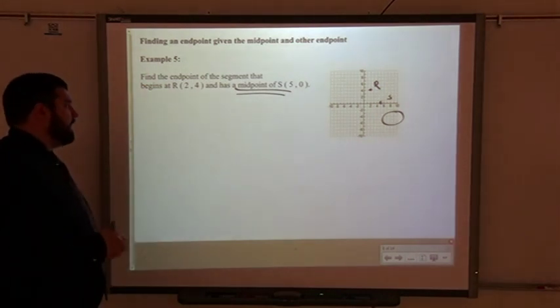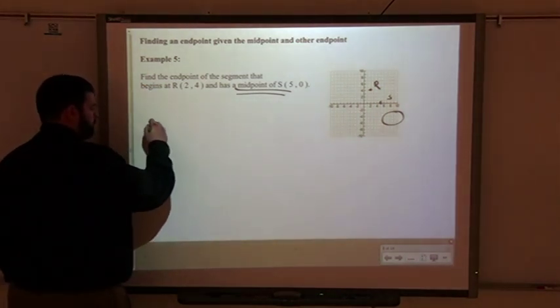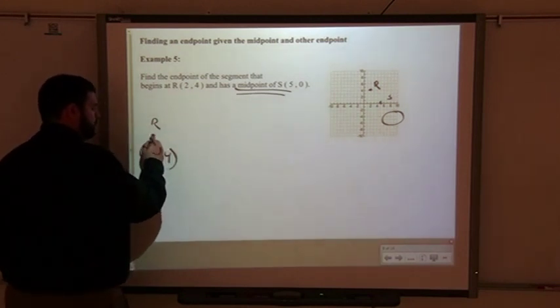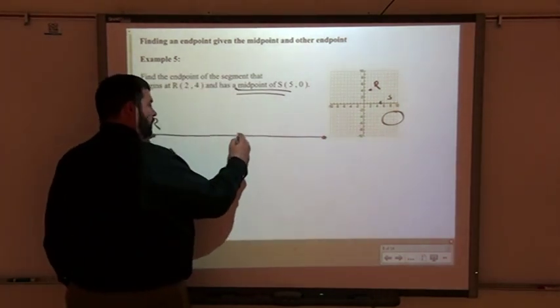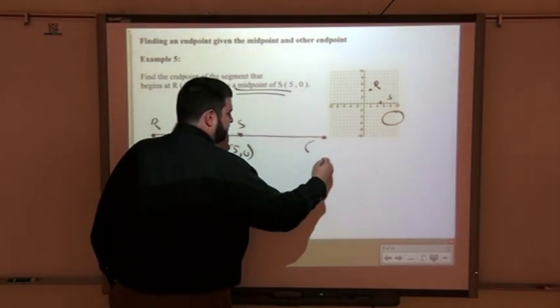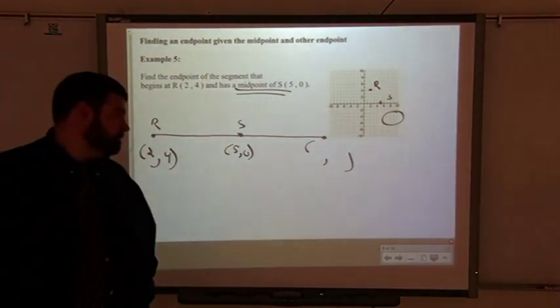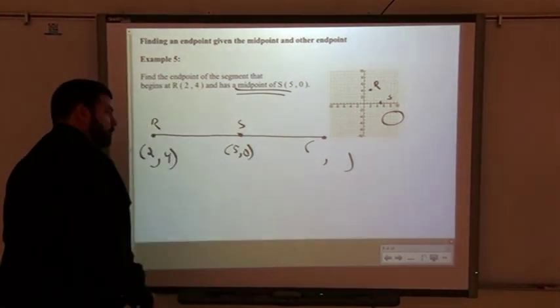The easiest way I can tell you to do it is to set up and use a number line. So R is sitting at (2, 4). S is in the middle at (5, 0). And we need to find this point out here. So we need to use a number line and ask ourselves some questions.